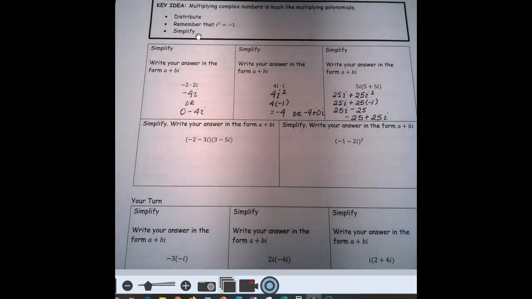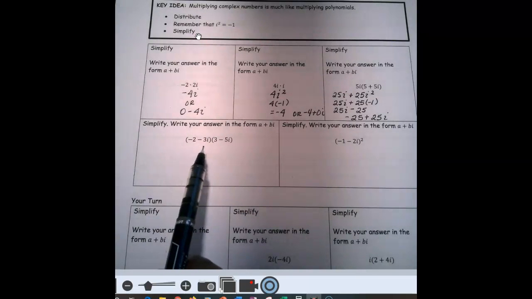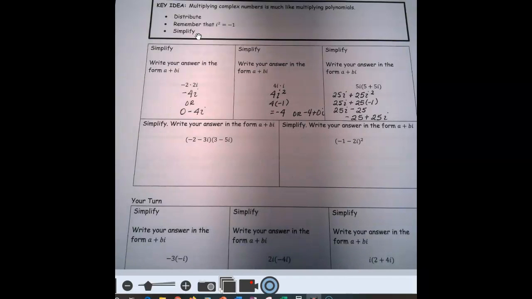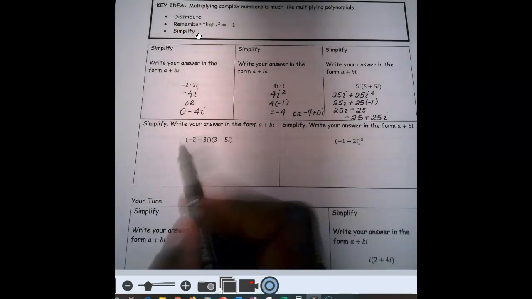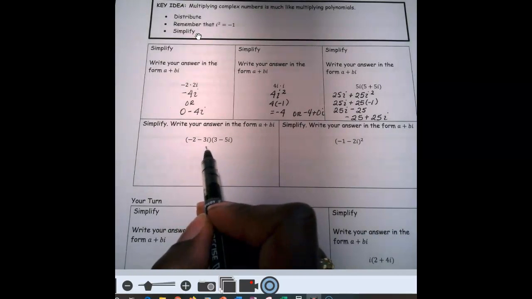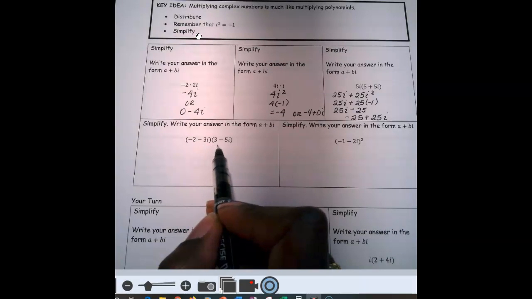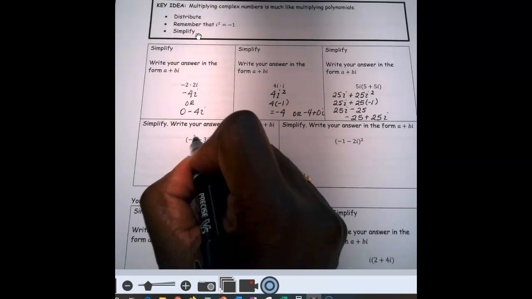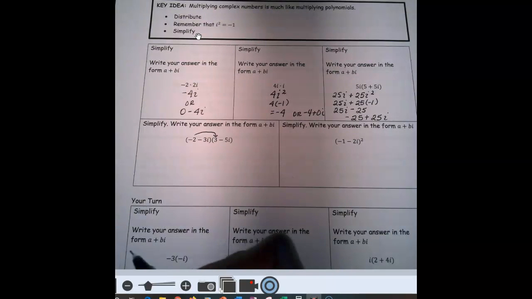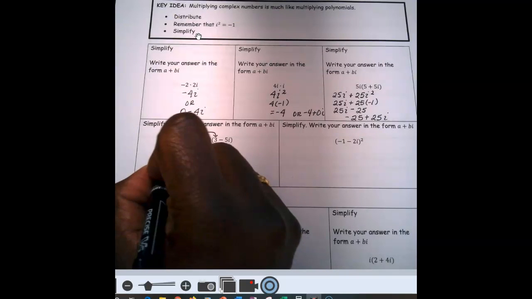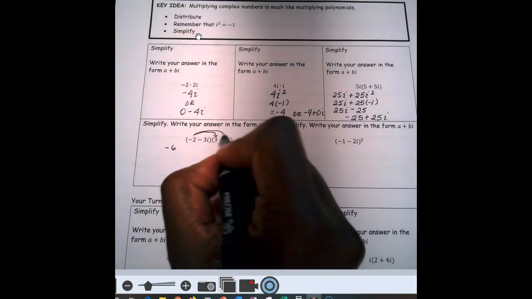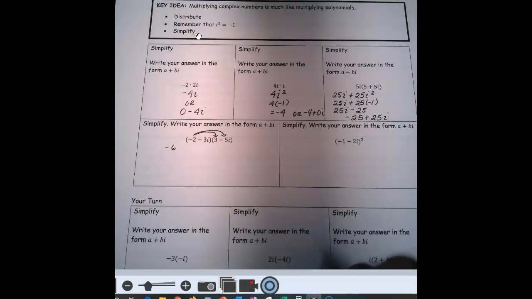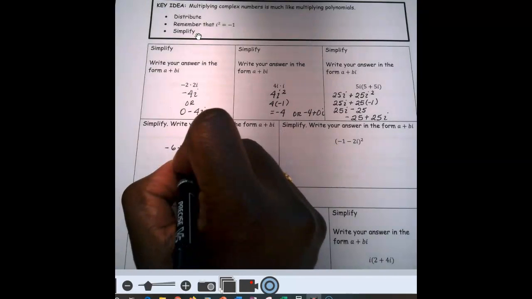All right, let's move on. So this time you should be going, oh my gosh, that looks so familiar. Some of you call it FOIL. I simply call it distributive property. So that's what we're going to do. We've got (-2 - 3i) times (3 - 5i). So at this point, we are just going to multiply -2 times 3. That gives us -6. -2 times -5i gives us positive 10i.